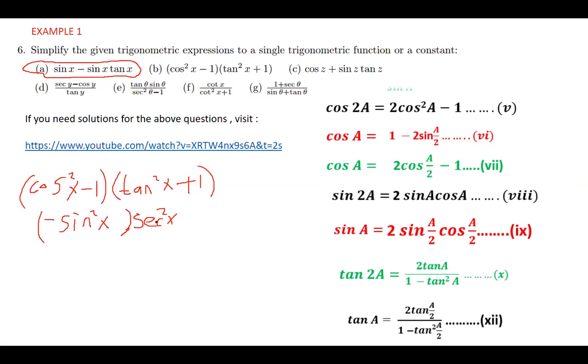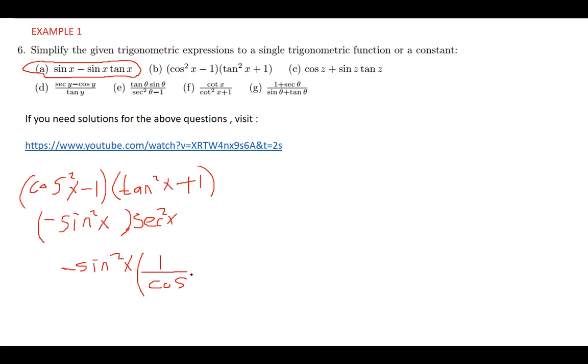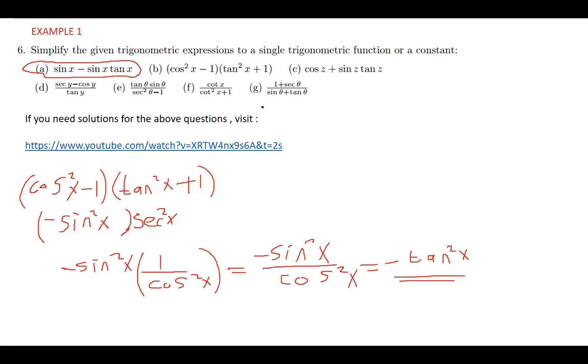Now in this case, I'm using x. But again, we know that sec squared x is nothing but one over cos squared x. So when you multiply the two, you are going to get negative sine squared x, then everything over cos squared x, which gives you tan. When you look at this identity, it's just the same as tan squared x. So this one is going to give you negative tan squared x. So I've expressed it as a single function according to the question.